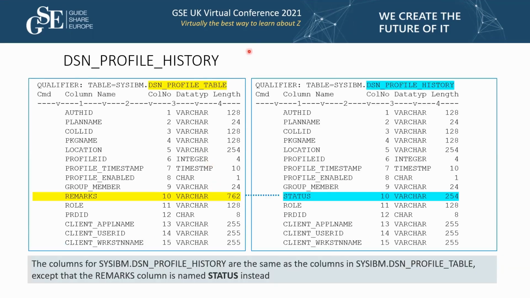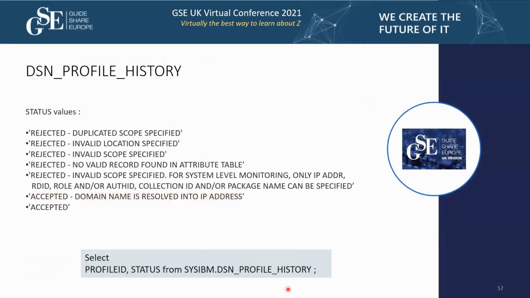History profile are very similar. This is the history profile of the profile table. The only difference is that instead of the remarks column, you have the status column that indicates the status of the profile once they are started. If you check the status column of the profile table history, you can see the status of every single profile you activated. So we can see the reason why profiles have been rejected or accepted.